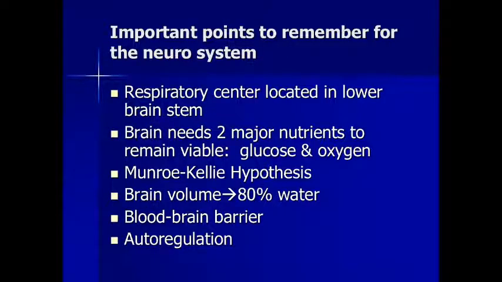Now let's go over some other important points to remember for the neuro system. Remember, these are things you've already heard, but bear with me. The respiratory center is located in the lower brainstem. We know that lesions in this area may result in abnormal respiratory patterns. It is more important that you recognize abnormal breathing patterns than to be able to name the abnormal breathing pattern.